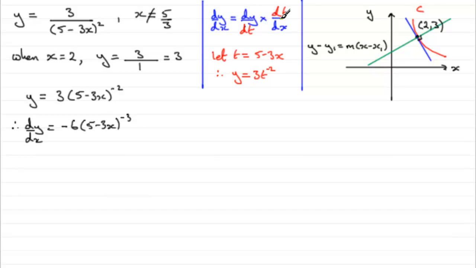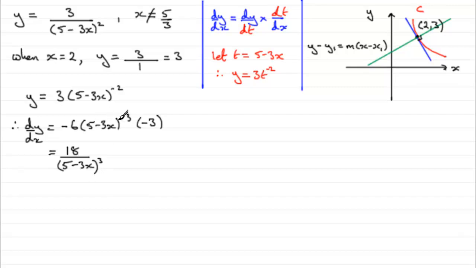Now we've got to multiply it by dt dx. We need to differentiate t with respect to x. And if we differentiate t with respect to x, well, 5 goes to 0 and minus 3x goes to minus 3. I wouldn't write a multiply sign there. I would just encourage you to use brackets. So minus 3. Clean this up and you've got minus 6 times minus 3, which is plus 18, or just simply 18, and this is multiplied by 1 over 5 minus 3x to the power 3, which is going to end up being 18 over 5 minus 3x all to the power 3.